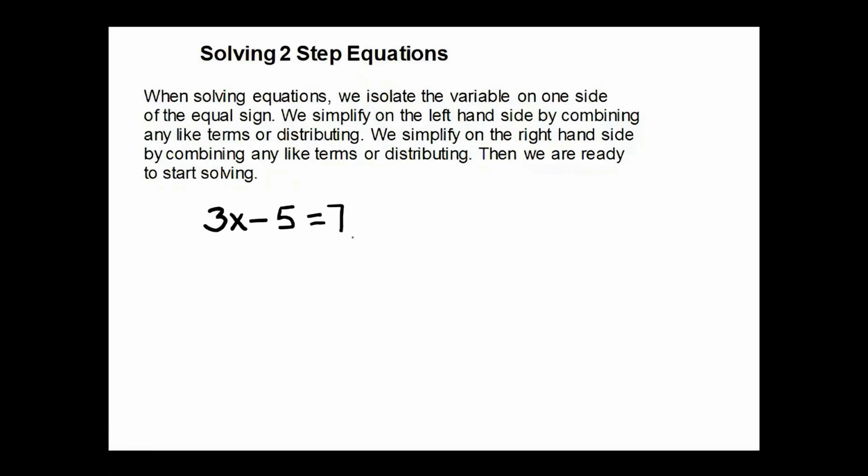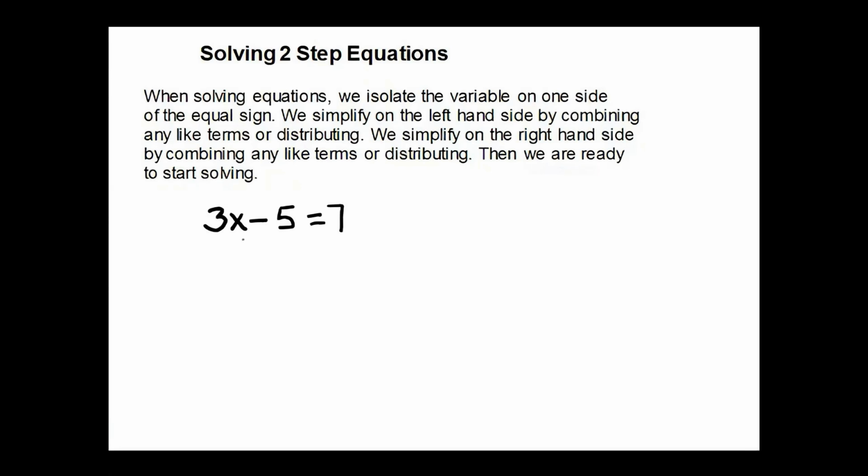We want to isolate the x. So we should look on the side with the x. We want to get it all by itself. So we're going to need to get rid of the 3, and also we're going to need to get rid of this 5. We have to decide which one to get rid of first.